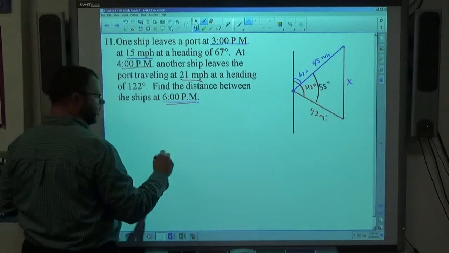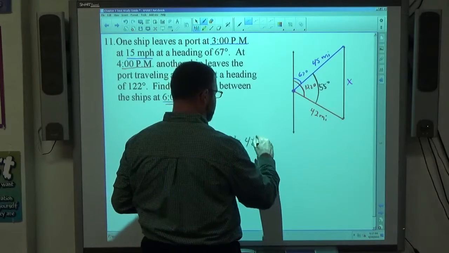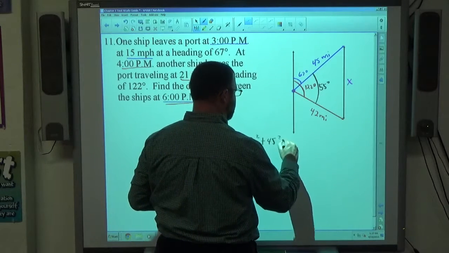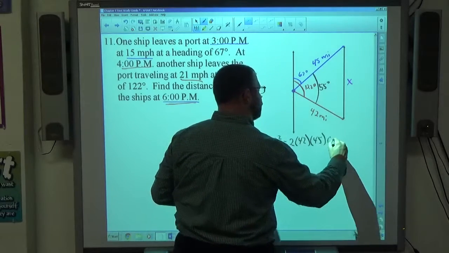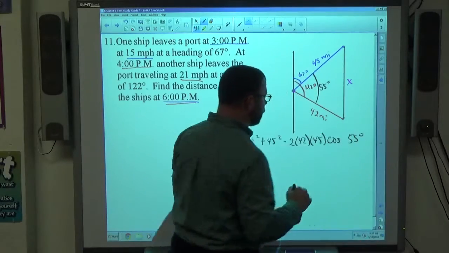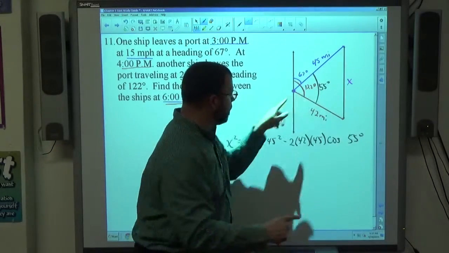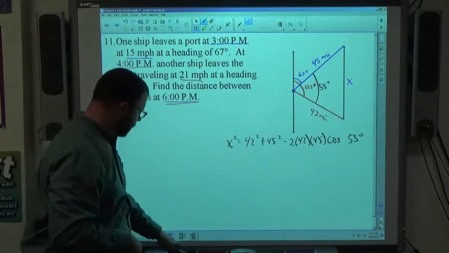We know x squared is going to equal 42 squared plus 45 squared minus 2 times 42 times 45 cosine of the included angle 55 degrees. In law of cosines, as long as this side and this angle are the ones on either side of this structure, you're going to be getting the right answer.